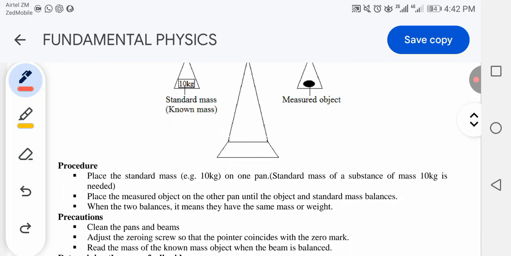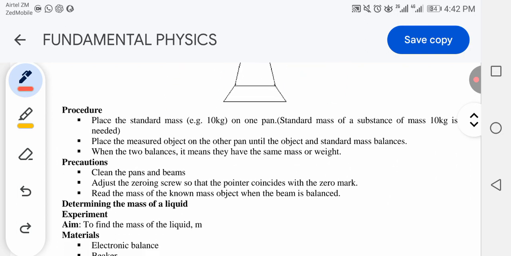Moving on to the procedures. If you want to measure its mass, the first thing you need to do is place a standard mass, e.g. 10 kg, on the pan. The standard mass of the substance is 10 kg, as I've already explained.